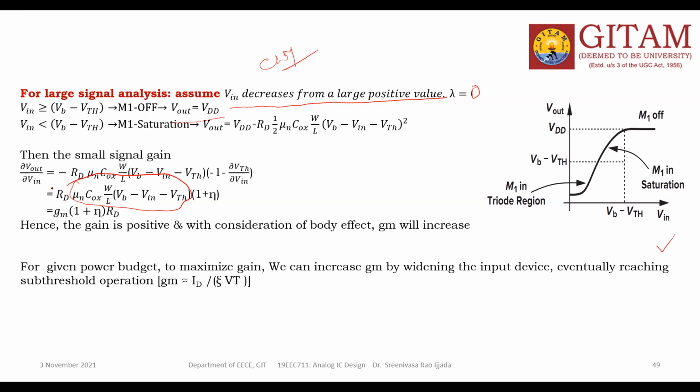So by changing the W value of a particular transistor, you can change its gM value. How can you change the gM value? Only by increasing the device dimensions. So whenever the device dimensions increase, suppose the width is increasing, what happens? The device even reaches subthreshold operation.